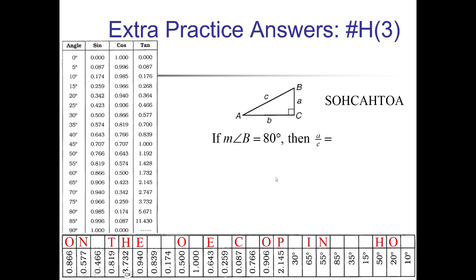Now we're doing another problem H. This time we have measure angle B is 80 degrees. So that's a little bit of a change. And then we want A over C. So based off of angle B, A is now the adjacent side.